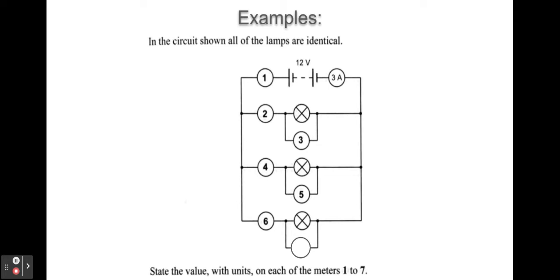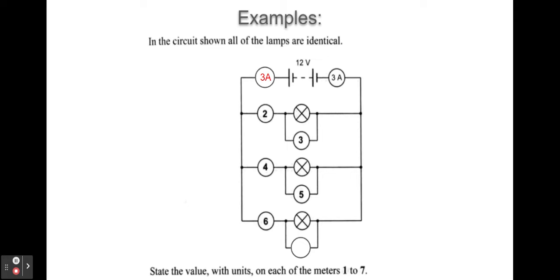Here we've got a parallel circuit. So we can see the current leaving the battery is 3 amps. Indeed, the current returning to the battery will also be 3 amps because the same electrons, the same charges, will go all the way around the circuit.